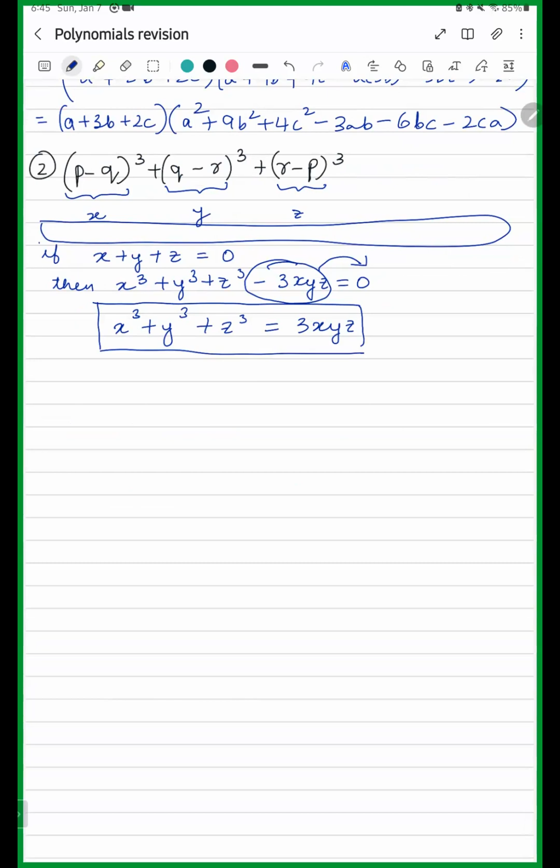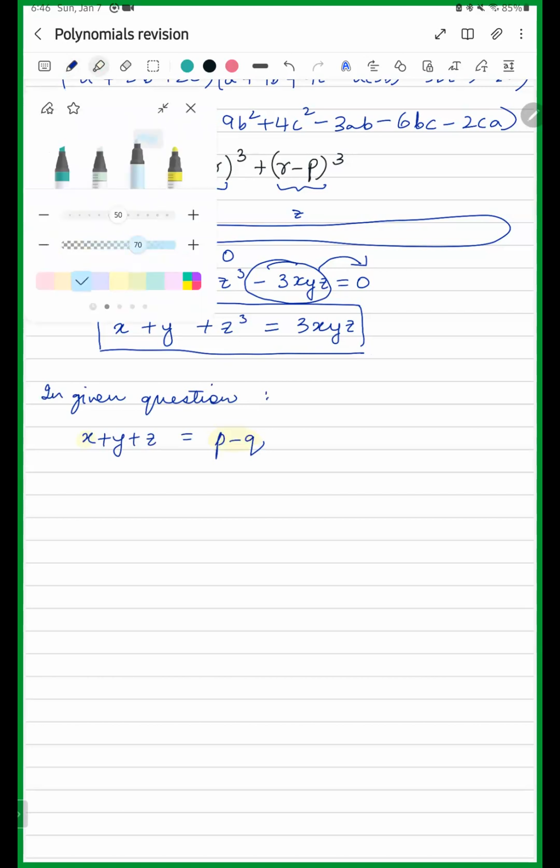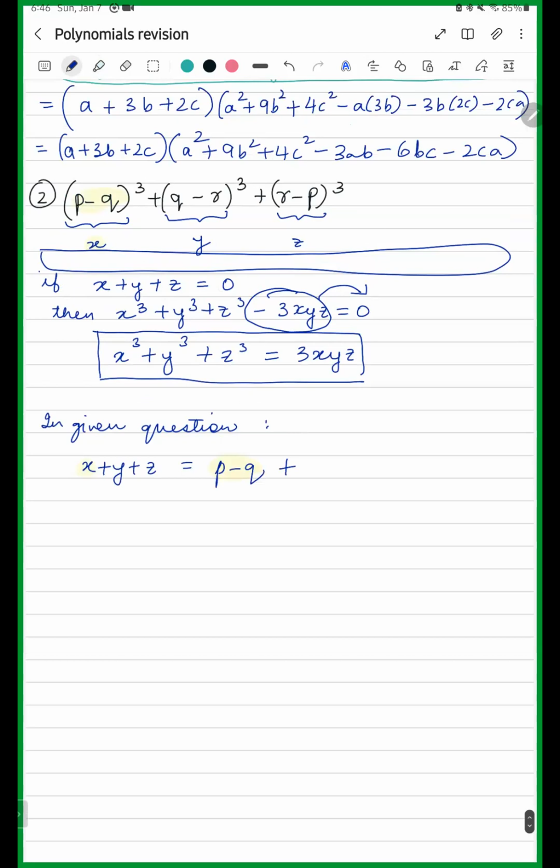Now you can see x plus y plus z. What is x plus y plus z here in our given question? What is x? p minus q, right? x is your p minus q. Then what is y? y is q minus r. And then what is z? r minus p.